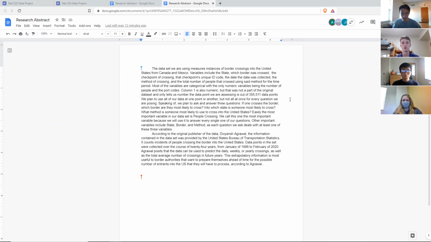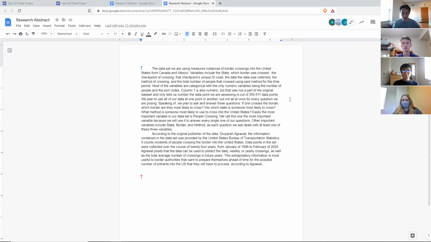Easily the most important variable in our data set is going to be the people crossing. We call this one the most important variable because we will use it to answer every single one of our questions. Other important variables are going to include state, border, and method, as each question we ask deals with at least one of these 3 variables.